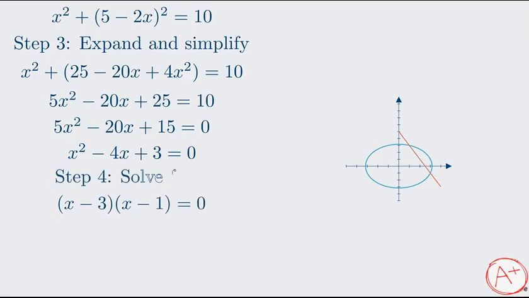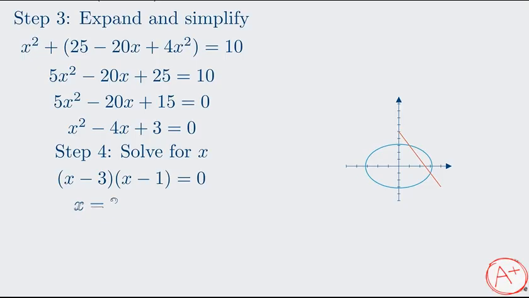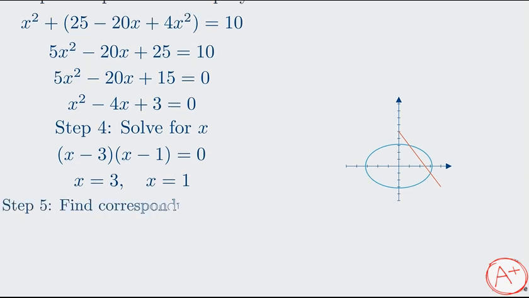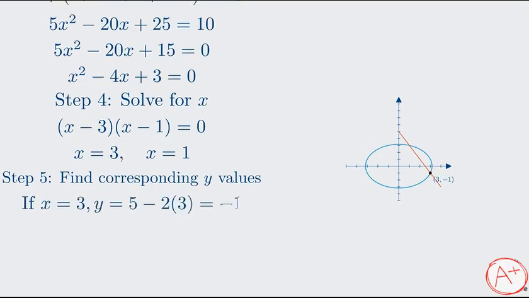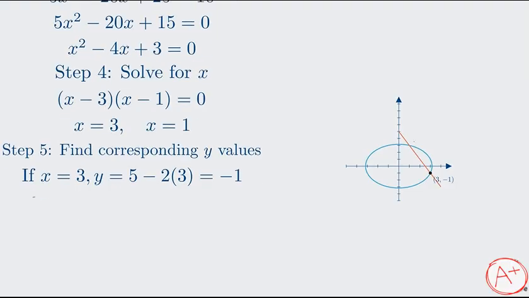Factoring the quadratic gives (x − 3)(x − 1) = 0. This gives us two values for x: x = 3 and x = 1. Substitute these back into our rearranged linear equation, y = 5 − 2x. When x is 3, y = 5 − 2 × 3, which is 5 − 6, resulting in −1. When x is 1, y = 5 − 2 × 1, which is 5 − 2, resulting in 3.